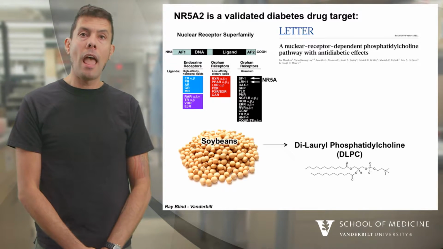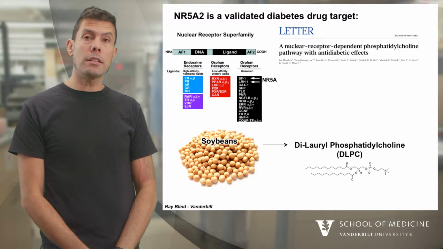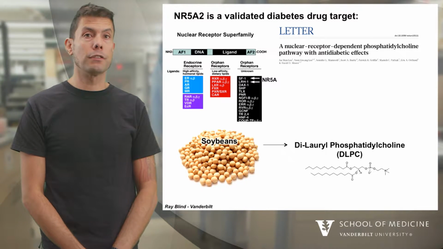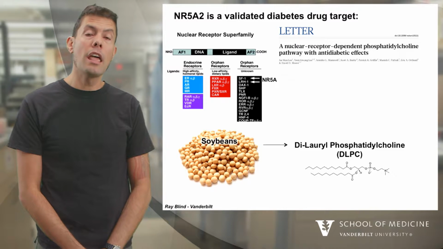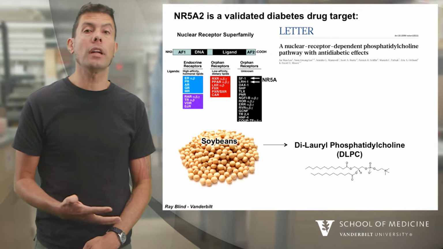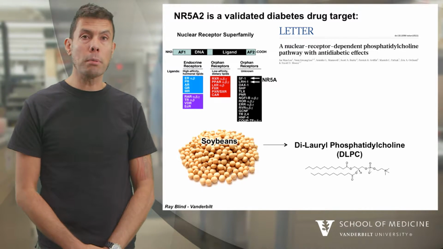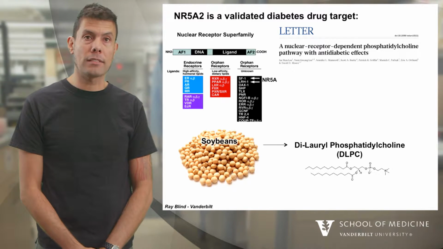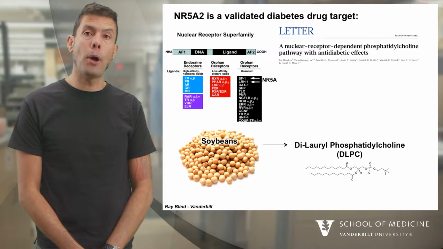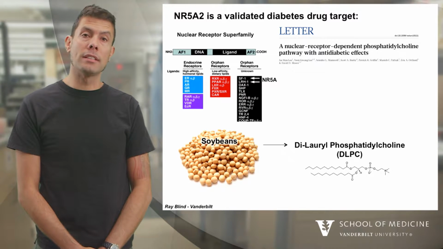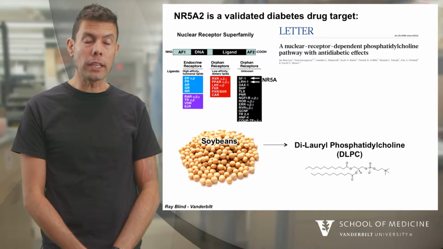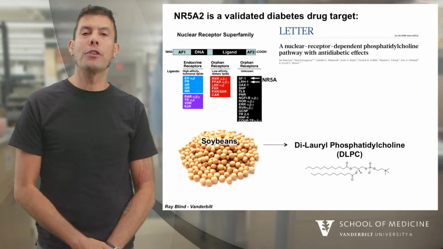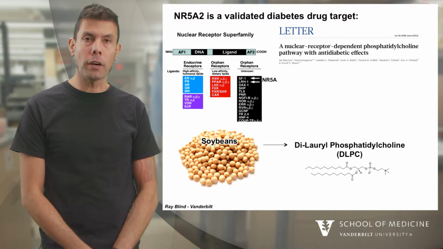And essentially, there was a recent publication that came out from a different group, David Moore's group at Baylor, that showed that a particular phospholipid component of soybeans can actually alleviate a lot of diabetic effects in the liver. And that component of the soybeans is called dilauryl phosphatidylcholine. So that's a very long word, but I'll just call it DLPC for short.